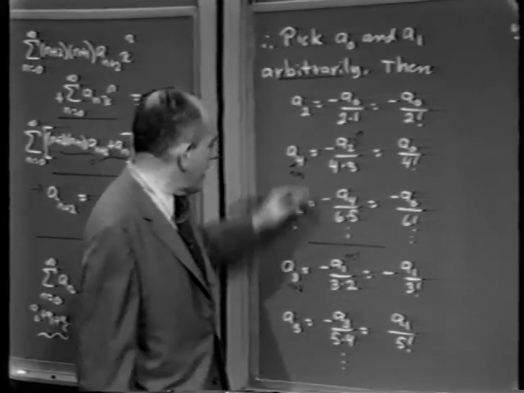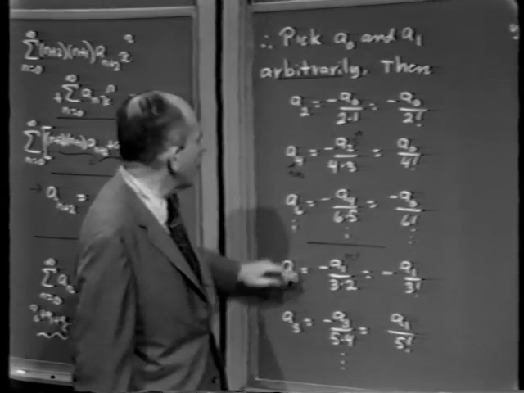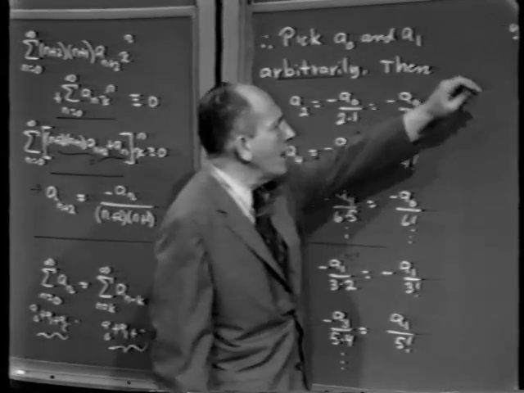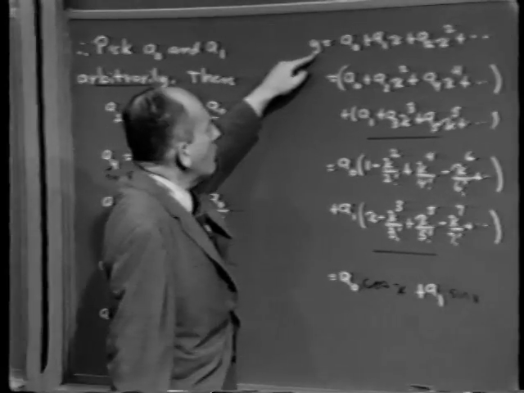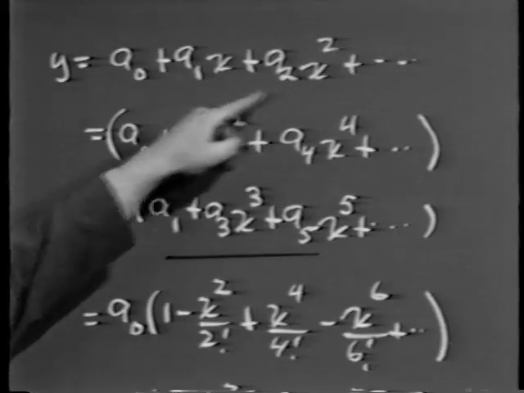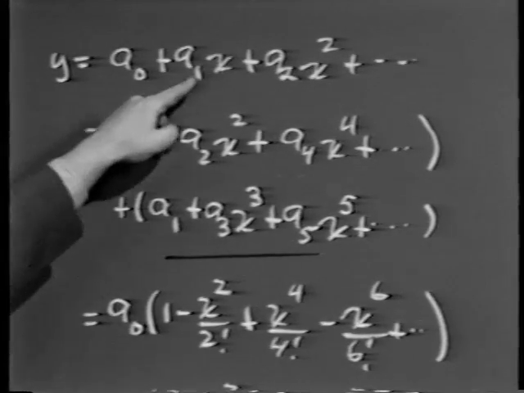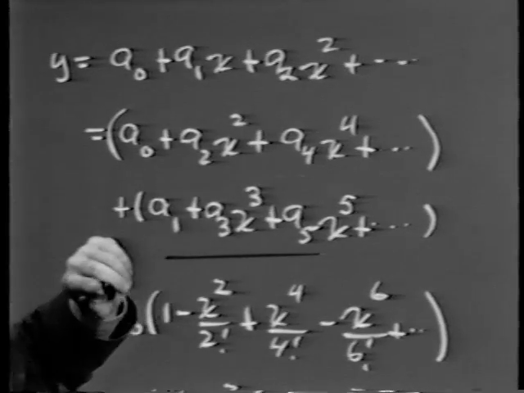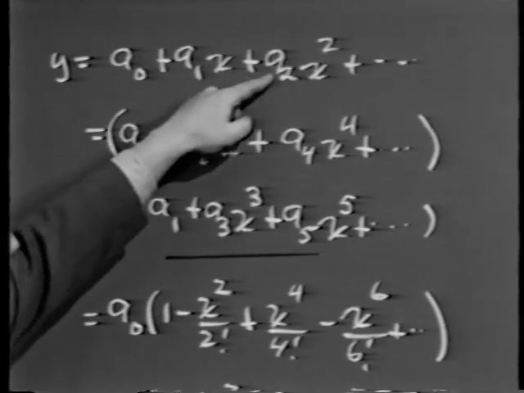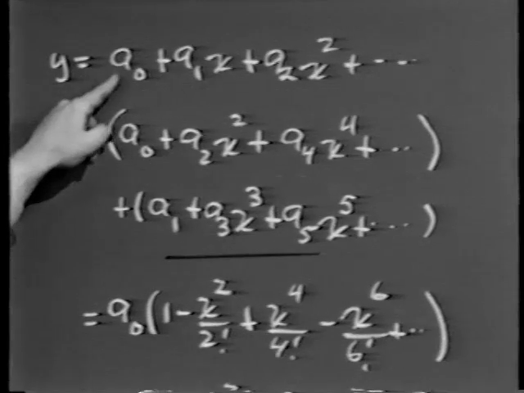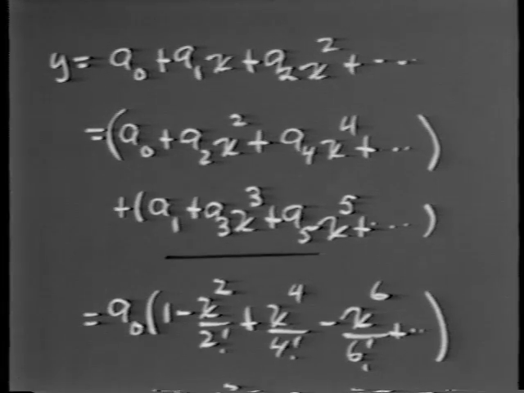But now what we're saying is, I now know what all of these coefficients look like in terms of a0 and a1. Remember what I'm looking for. I'm looking for a power series solution. That's y equals a0 plus a1x plus a2x squared, etc. We're assuming that this is a convergent power series. That means I can group the terms any way that I want.